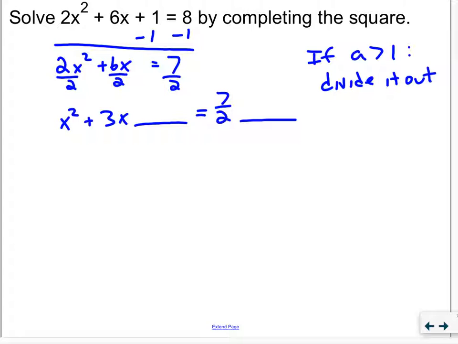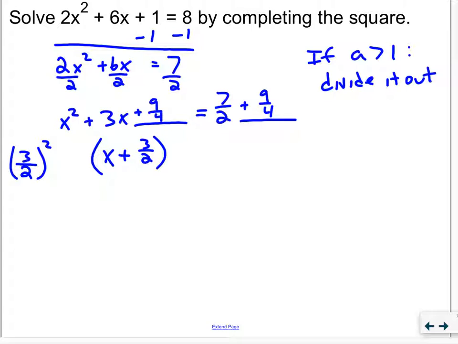So let's complete the square. Let's take that 3, divide it by 2, and square it. And that's going to give us 9 over 4. So we're going to add 9 over 4 to both sides. I forgot my addition sign there. So the left side's not too bad. We get x plus 3 over 2, that quantity squared.